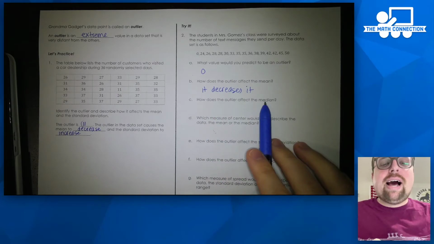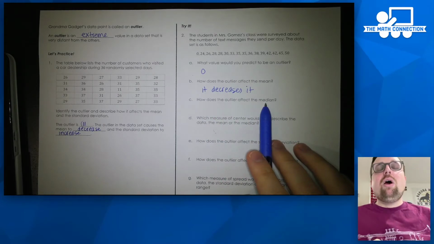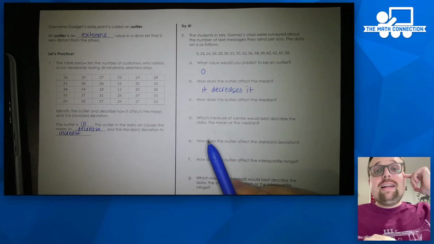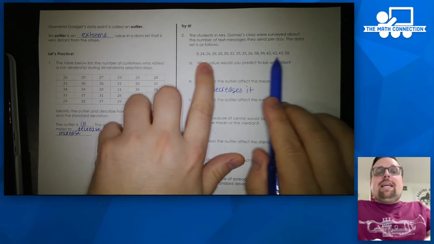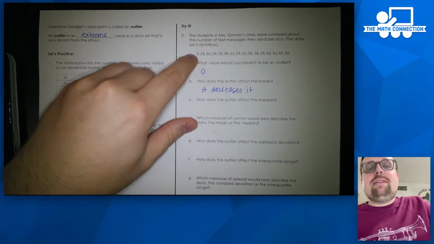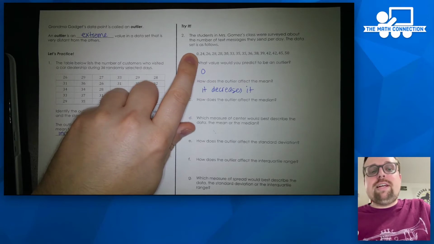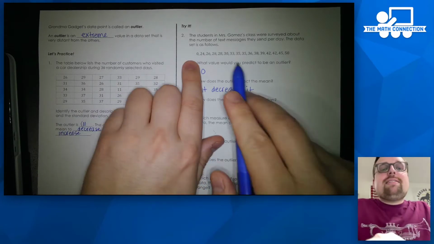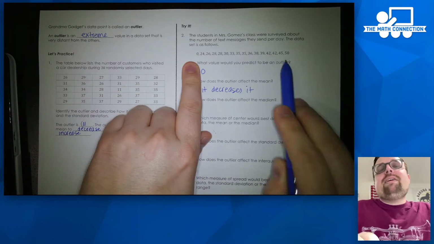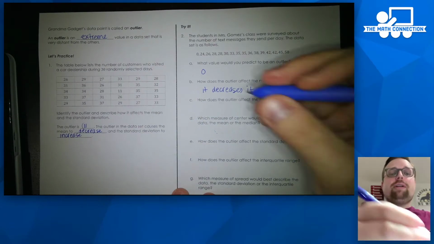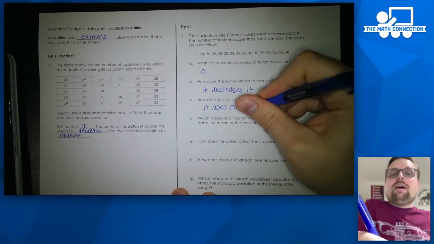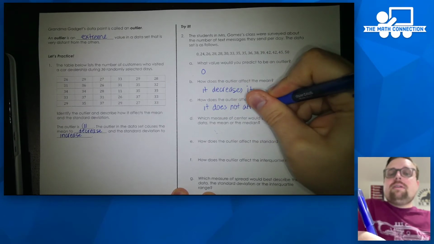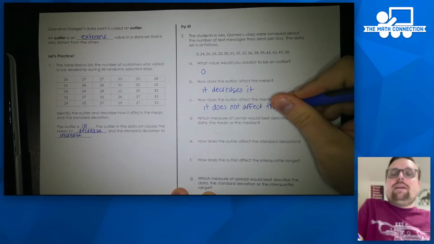And how does the outlier affect the median? Well, remember, the median of a data set is just whatever value falls into the middle. So just because this is 0, this could be 10 or 15 or 20, it doesn't matter. That's not changing the position of any of these numbers, so the median is going to be the same. It does not affect the median.